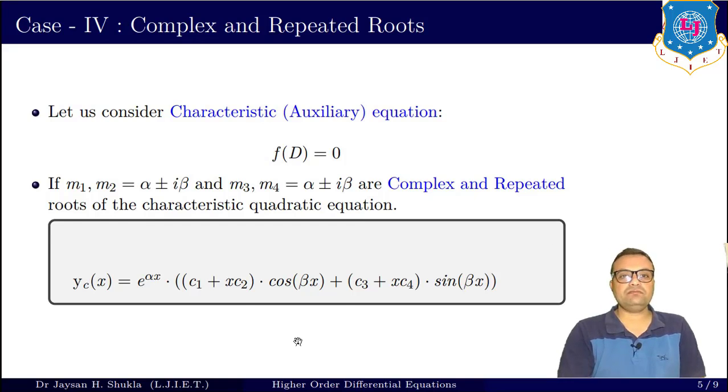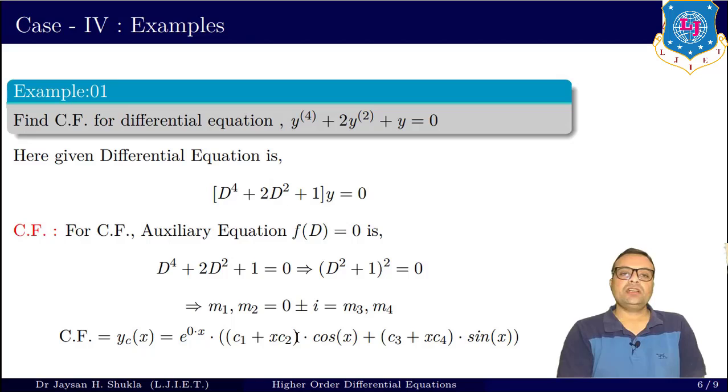Let us consider some examples. Suppose I take my first example, y raised to 4 plus 2y raised to 2 plus y equal to 0. This superscript 4 in small brackets indicates a derivative, and as it is 4 over here, it indicates the fourth order derivative. Considering operator form, it gives us D raised to 4 plus 2D square plus 1 times y equals 0, and by taking the auxiliary equation f of D equal to 0, we can find the complementary function.